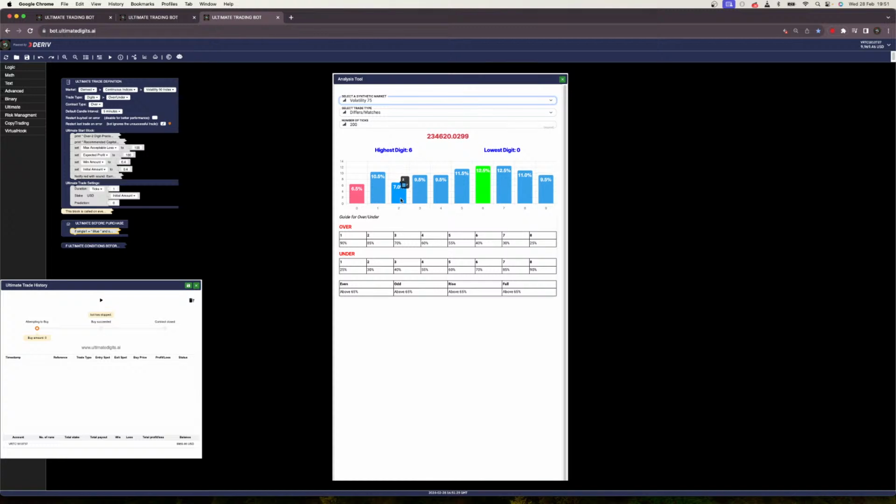So very fast, you have to be quick to run the bot so that you can make some good catch and some early catch. When you see it turn to red, that means it's the least frequent digit in the market. So run the bot on volatility 75 index.